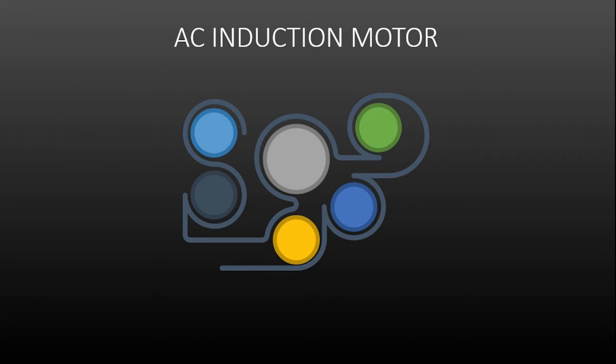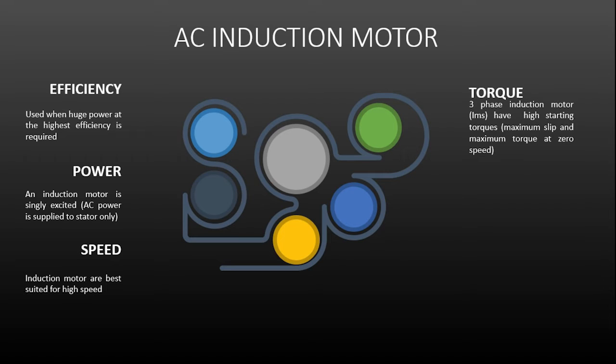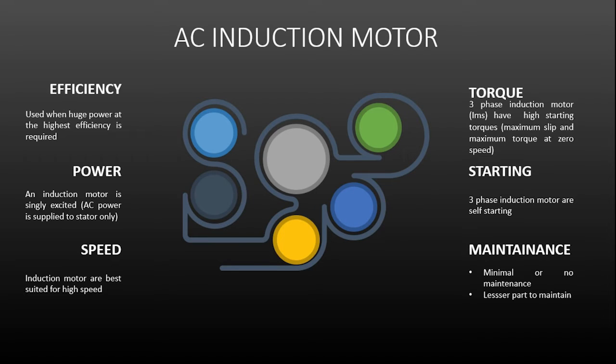Then, the AC induction motor. Efficiency: used when huge power at the highest efficiency is required. Power: the induction motor is singly excited. AC power is supplied to the stator only. Speed: induction motors are best suited for high speed. Torque: a three-phase induction motor has high starting torque, with maximum slip at maximum torque at zero speed. Starting: three-phase induction motors are self-starting. Maintenance: minimal or no maintenance, fewer parts to maintain.